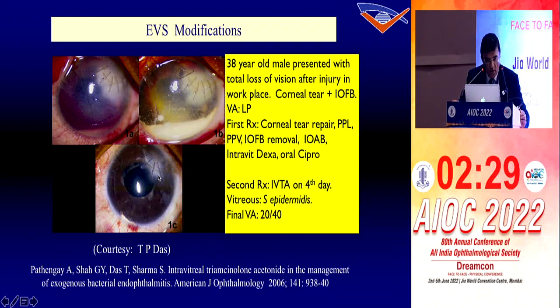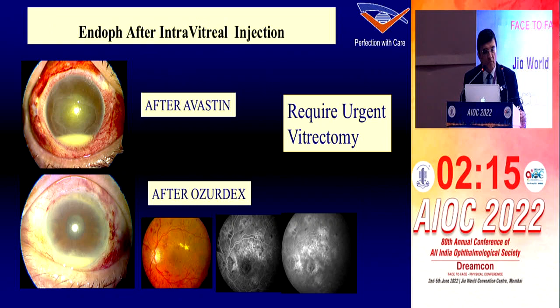There is now a lot of talk about the inflammatory score in a case of endophthalmitis. The higher the inflammatory score, the worse the prognosis. The lower the inflammatory score, the better the prognosis. Biofilm formation is also being talked about.